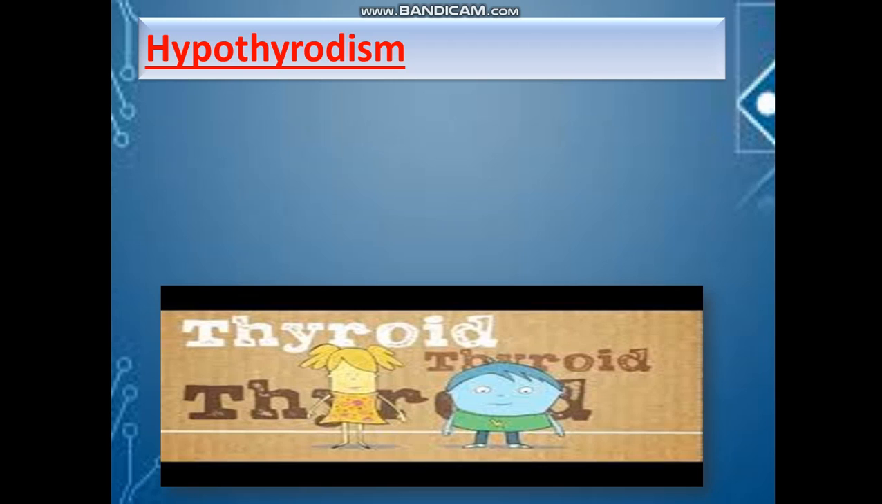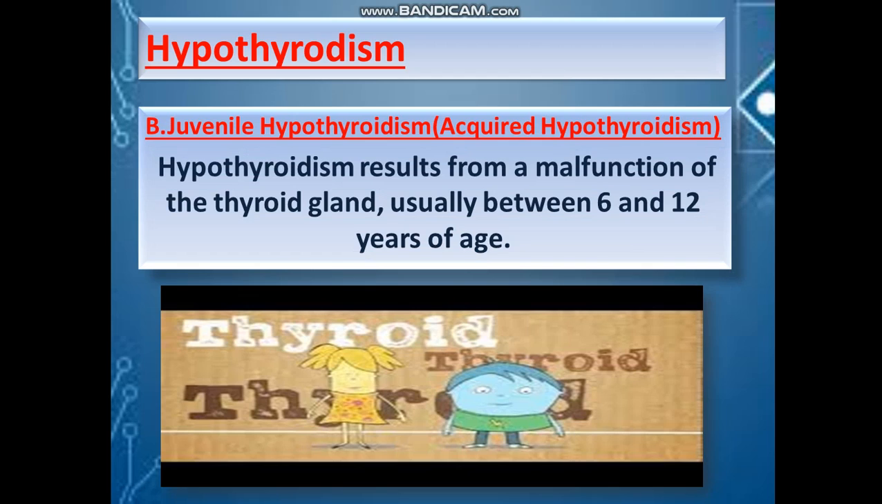The other type of hypothyroidism is juvenile hypothyroidism, also named acquired hypothyroidism. It results from malfunction of the thyroid gland, usually occurring between the ages of 6 and 12 years. It is the most common type of thyroid disorder in children.